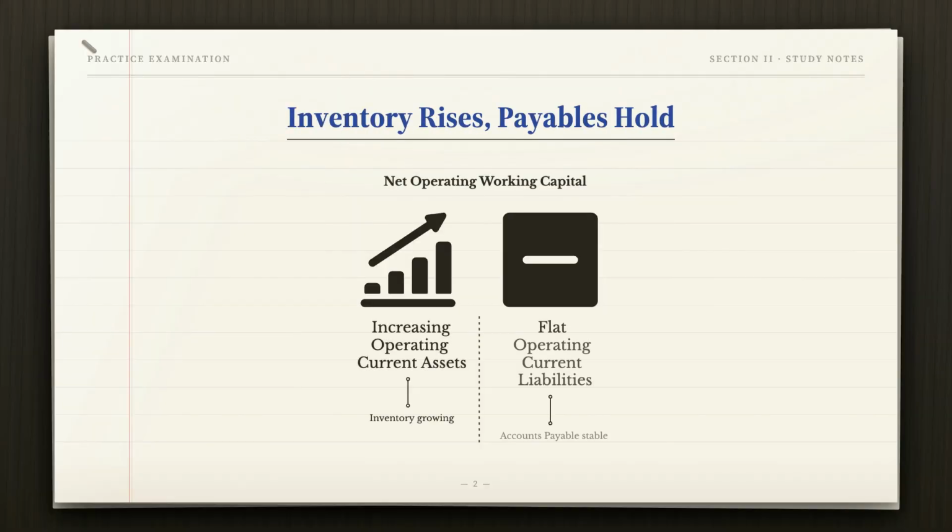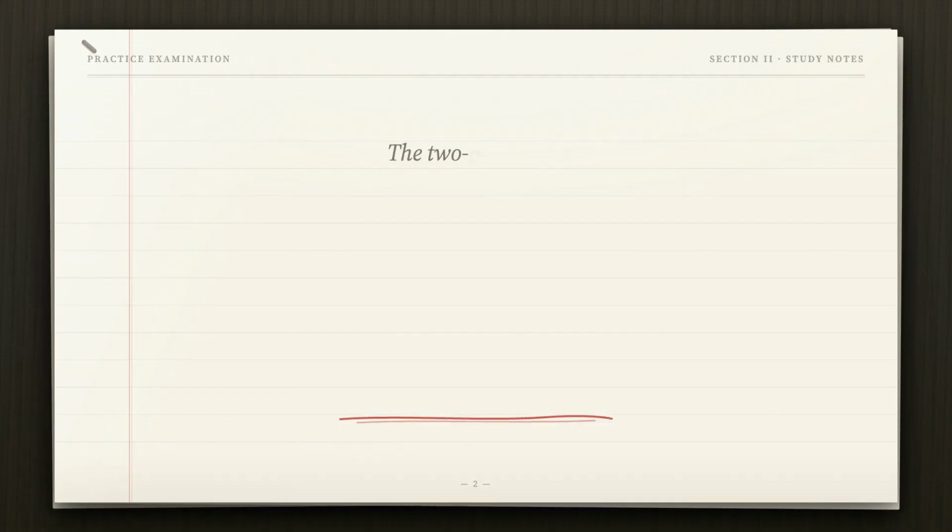The real mover is a change that touches an operating account with nothing operating offsetting it. Picture inventory rising while accounts payable stays flat. Operating current assets grow. Operating current liabilities don't, and the gap between them widens.